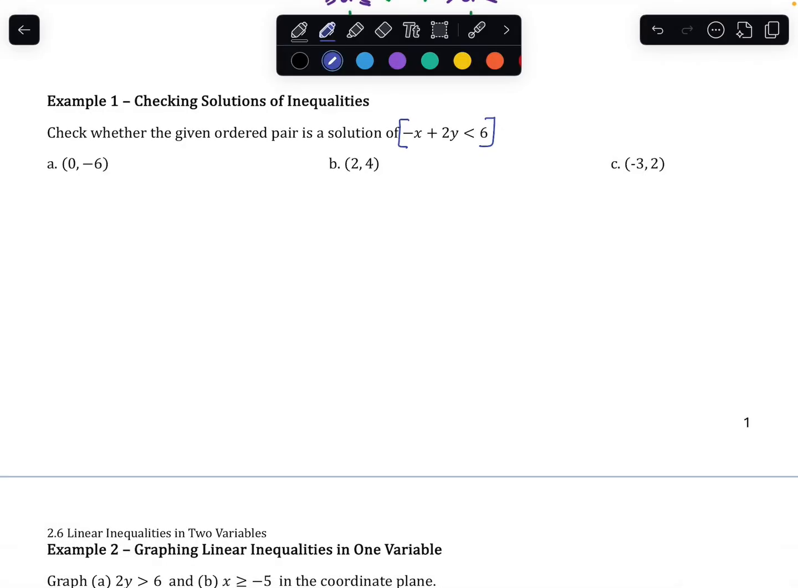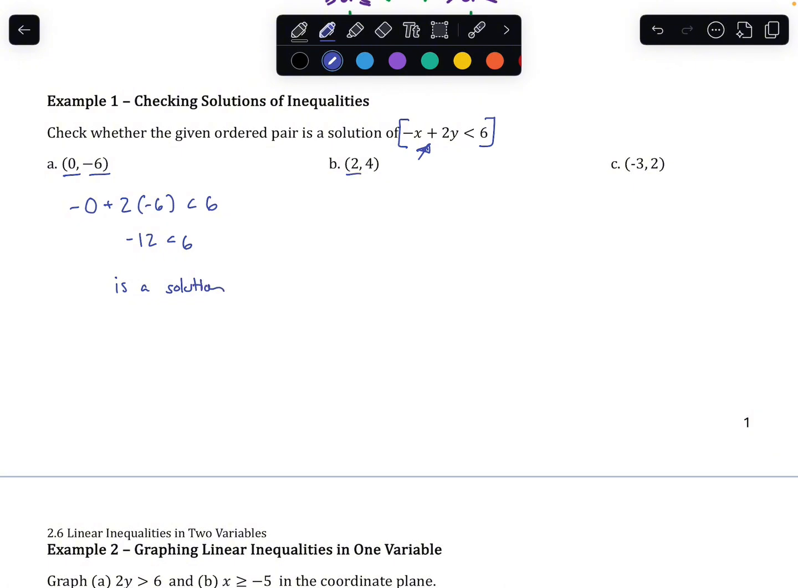First example, we want to be checking solutions of inequalities. We're going to focus on this equation here. We're going to be plugging in our x and our y. So we have negative x, which is 0, plus 2 times our y, which is negative 6, is less than 6. 0, 0, so we can take that out. 2 times negative 6 is negative 12. It's less than 6, so this is a solution.